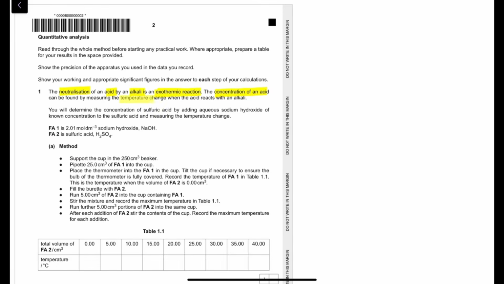found by measuring the temperature change when the acid reacts with an alkali. So this is an acid-base titration, and what we are trying to do is find the concentration of an acid. It's an exothermic reaction, so we have a negative delta H, and so there's going to be an increase in the temperature.